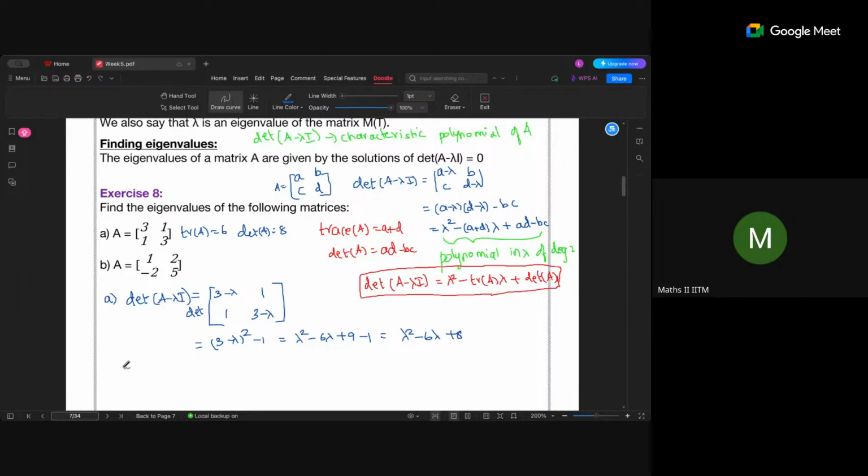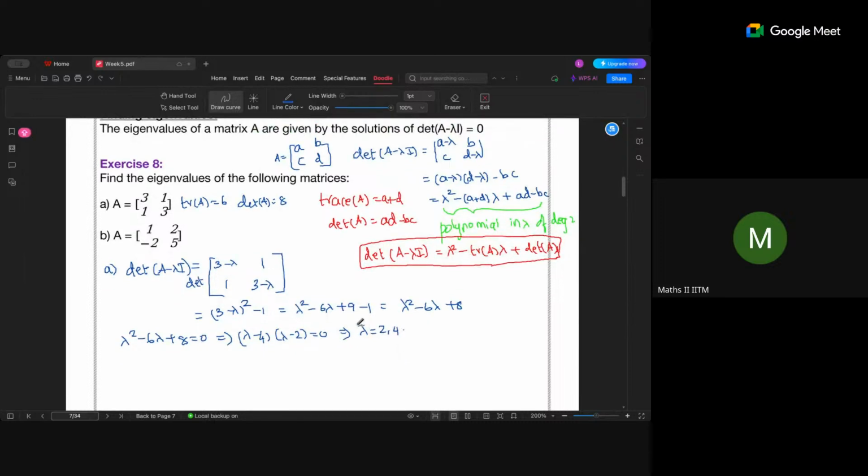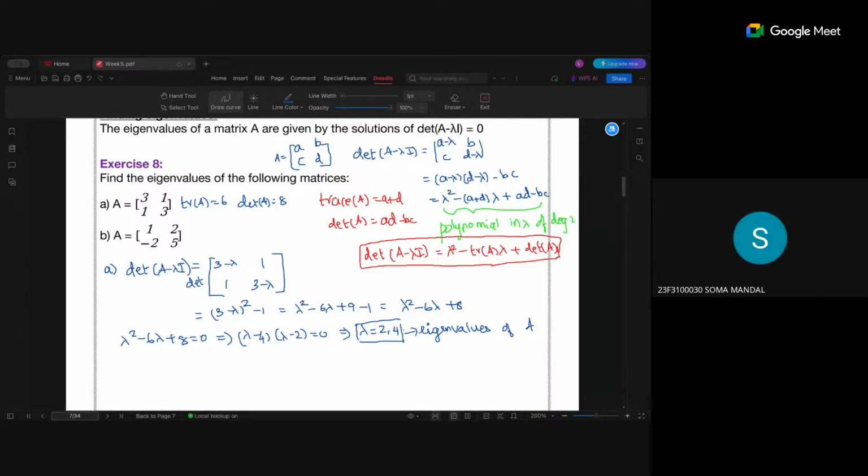Now, what are the roots of this equation? Can you tell these roots? 4 and 2. Yeah. So (lambda minus 4)(lambda minus 2) equal to 0. So lambda is equal to 2, 4. Okay. So what are the eigenvalues? 2 and 4 are the eigenvalues of A. So finding eigenvalues, how are we doing? Is that clear for everyone? Is this clear? Yes, ma'am.